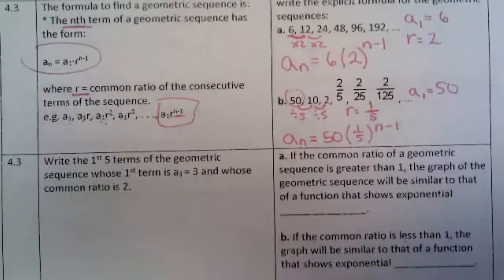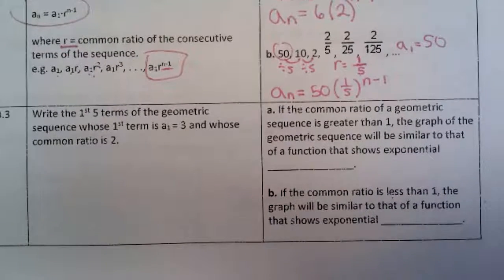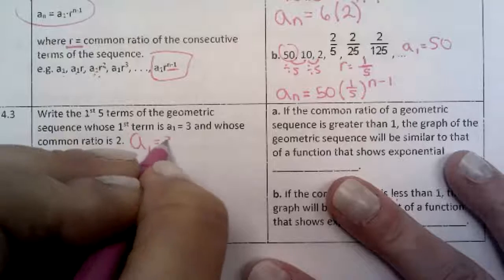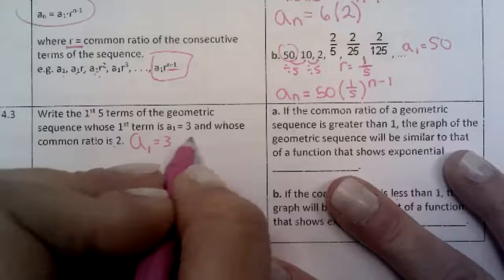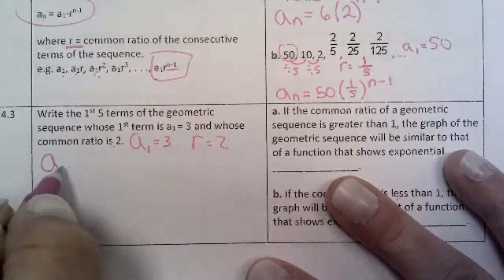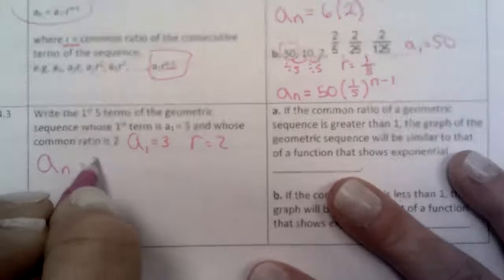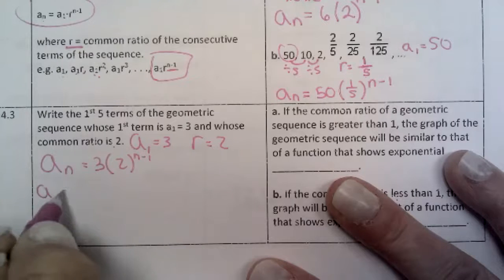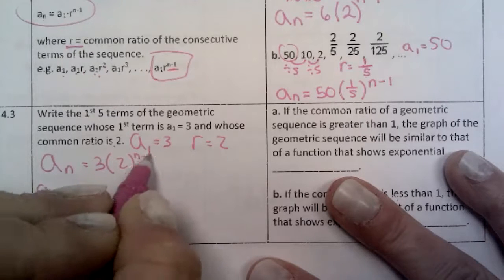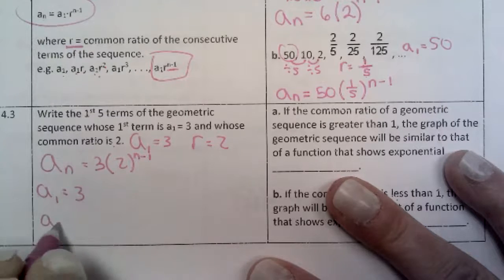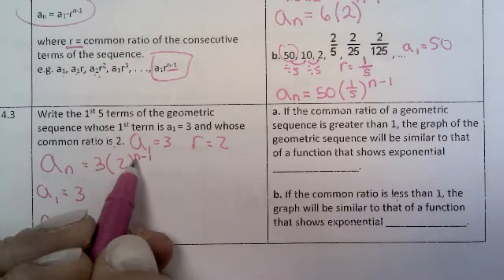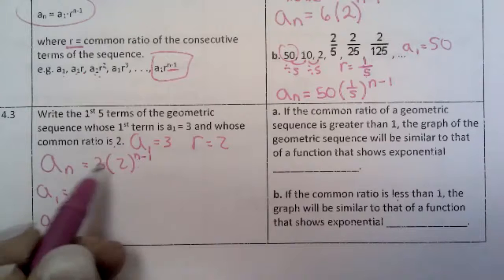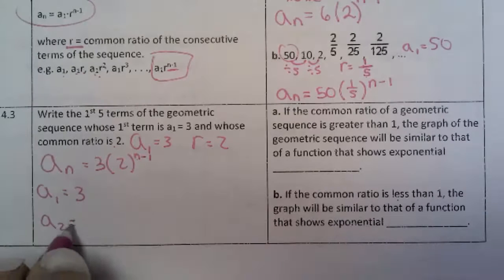Once we know that, we can use that to solve for different terms. Okay, so we know here that A1 is 3 and that our ratio is 2. So our formula then would be 3 times 2 to the n minus 1 power. It wants us to find the first 5 terms. So a sub 1 we know. A sub 2, we're going to plug 2 in here. 2 minus 1 is 1. 2 to the first power is 1 times 3 is 6.